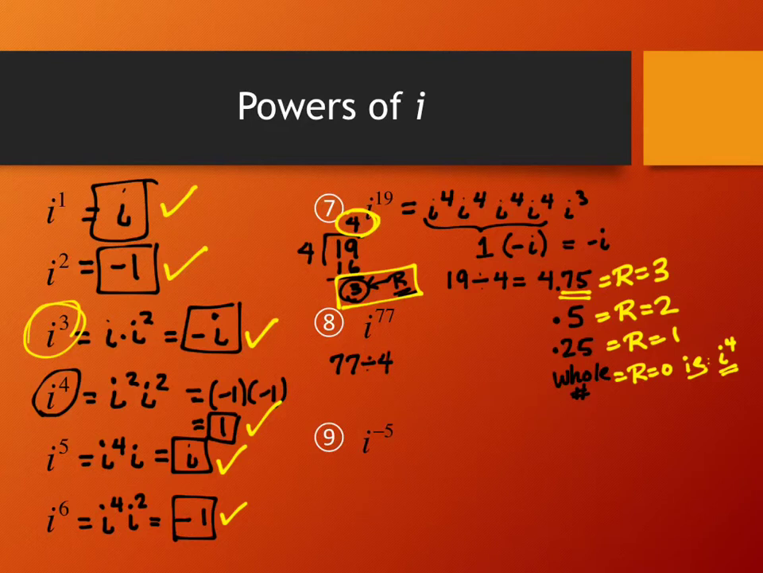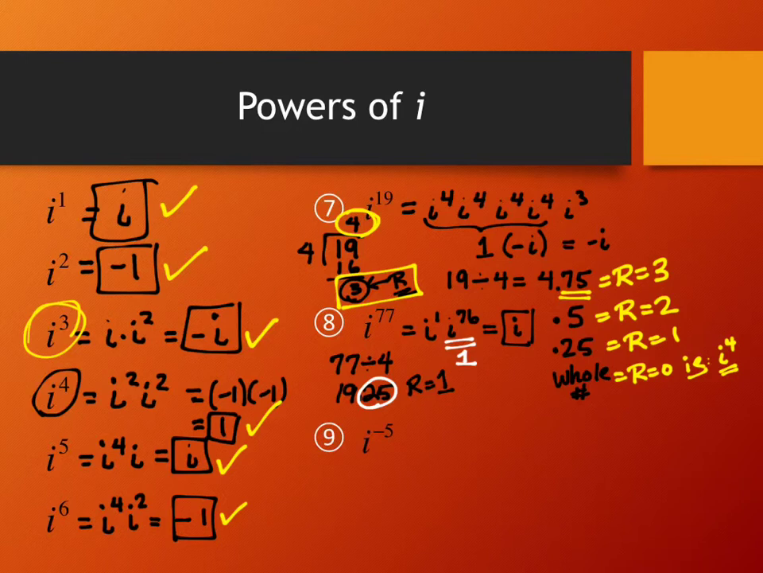77 divided by 4 is 19.25. Whoops. 19.25. 0.25 means that I have a remainder of 1. And a remainder of 1 tells me that this can be broken apart into something where I have i to the 1, and the rest of it i to the 76, right? The rest of those pieces are equivalent to the number 1. So all I'm left with when I have a remainder of 1 is i to the power 1, or i.